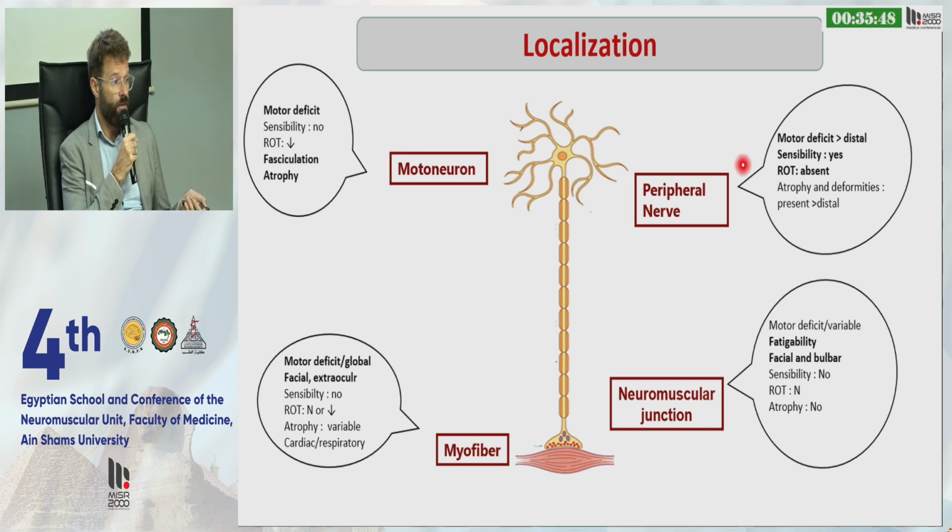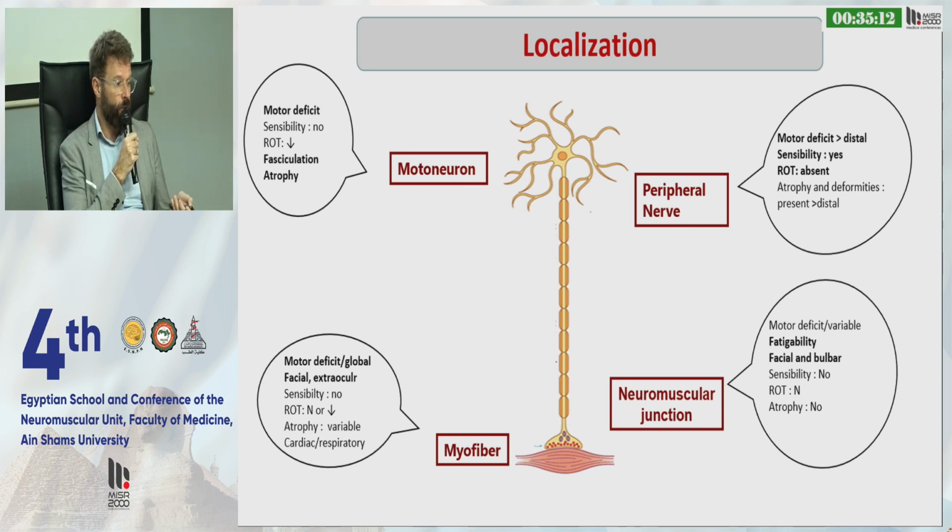In contrast, if we have a peripheral nerve disorder, we have a motor deficit that is usually more distal than proximal. There is an involvement of the sensibility, and we have absence of reflexes, and sometimes we have atrophy with deformities, for example, of the feet, with this pes cavus that is typical of the neuropathy.